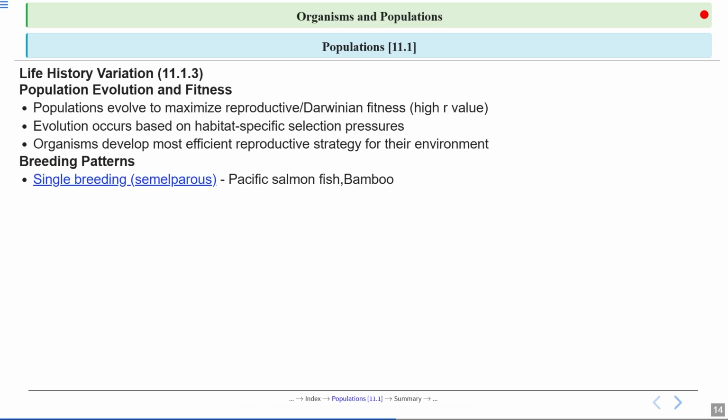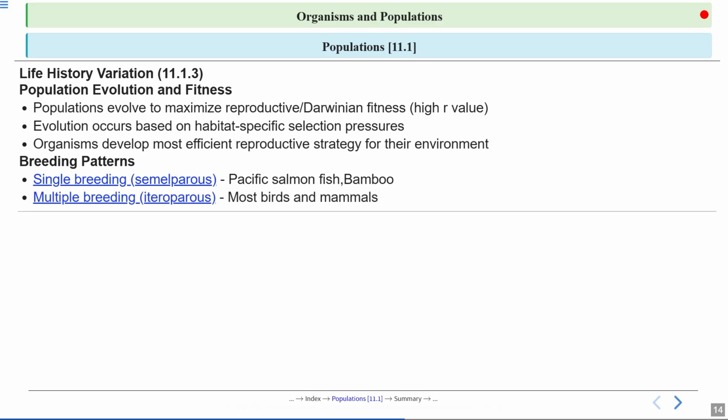Now let's talk about breeding patterns. First is single breeding. These organisms are known as semelparous. What do we mean by a semelparous organism? They breed only once, but they produce a large quantity of offspring. For example, Pacific salmon, fish, and bamboo. So these species reproduce once in their lifetime, often producing a large number of offspring.